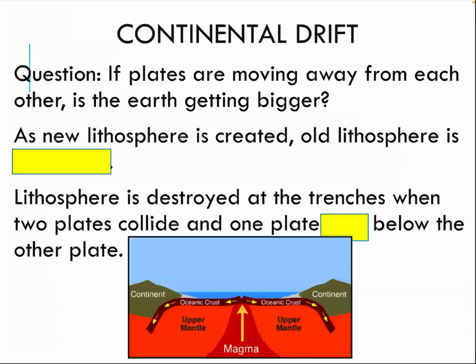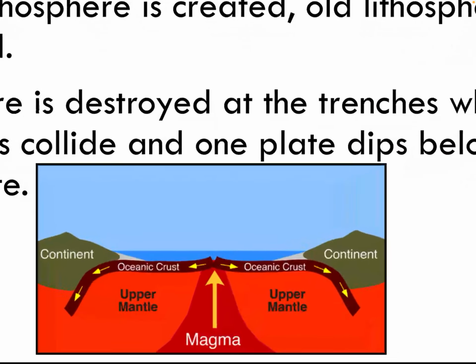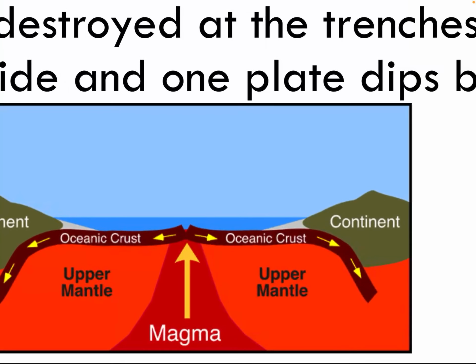Well, actually no, because even though new lithosphere is being created where the seafloor is spreading, old lithosphere is being destroyed where the seafloor meets the continents. So if you look in this picture, to the right where the yellow arrows are under the word continent, you see that the oceanic crust is moving underneath the continent. And when it slides underneath, it's called subduction, but it begins to melt and become part of the mantle again.